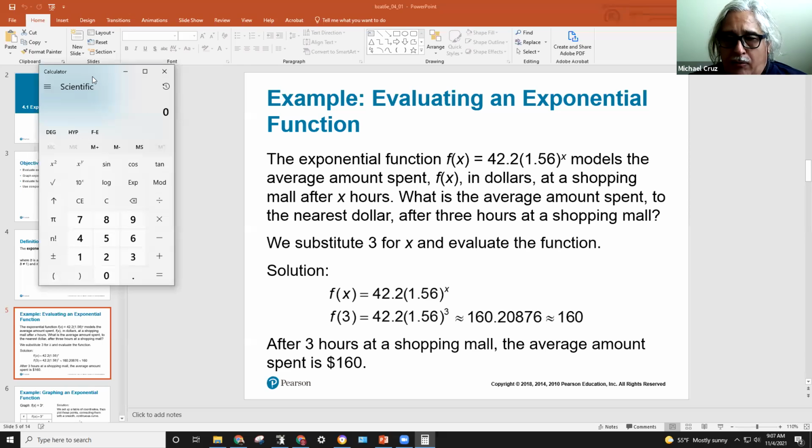All right, so the way I would handle this is you've got this x to the y function. So let's say 1.56 x to the y. So you're going to put in the 3, and then that gives you this part, the part to the right, and then you can say times 42.2. All right, so that gives us approximately 160. That's what the little squiggle means. So it would tell us that at the shopping mall, a 3-hour spree would be about $160.